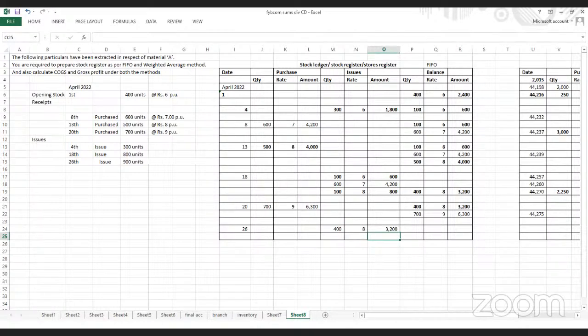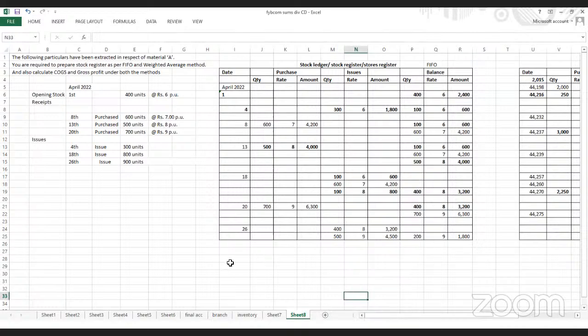Still 500 units are to be issued. Now those will be issued out of the new stock, that is of 700 units. Out of 700, I'll issue 500, so as to make up for 900 total units issued. Clear? Their rate is 9. So amount will be 4,500. Now we are left out of the new lot of 700 units, 500 are issued, so only 200 units left. The rate of this lot is 9. So amount of closing stock is 1800. Clear? So this is the way how you will solve FIFO method.